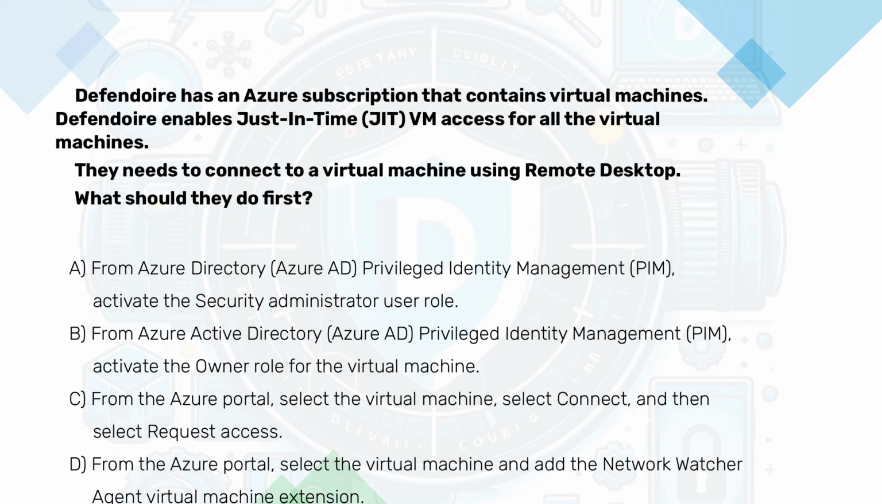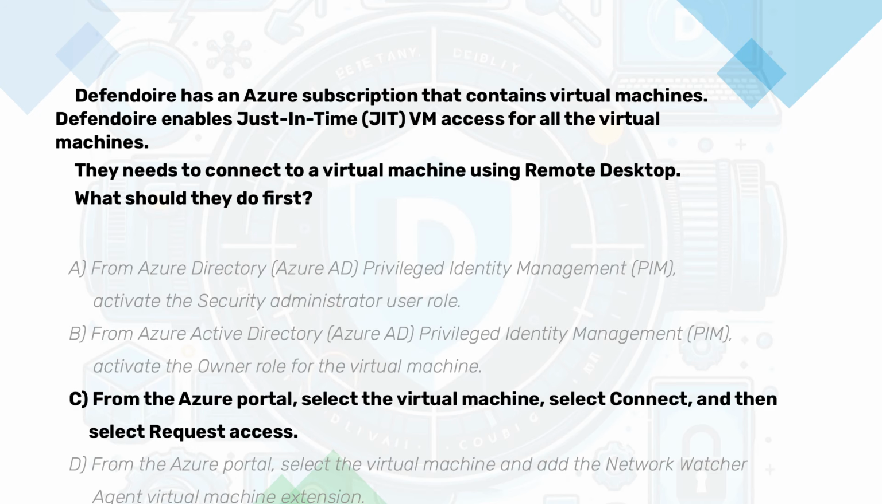Okay, now pause the video here, have a bit of think, and then continue when you are ready. When just-in-time virtual machine access is enabled, inbound traffic to virtual machines is restricted. To connect to a virtual machine using Remote Desktop Protocol or SSH, you must request temporary access.